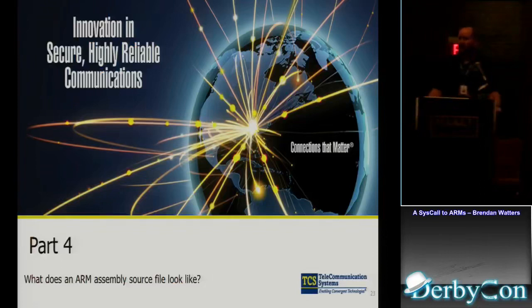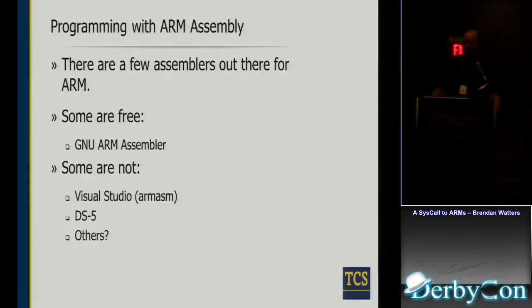Okay, so let's talk really briefly about what it's going to look like if we pop open an ARM assembly file. There are a couple of assemblers out there that we can use. Frankly, I'm cheap. You'll find me using the GNU ARM assembler. It's free. It's called gas. We refer to it all the time. You can go out and buy some, but I've never bought one because gas is fine for me. You can if you want to.